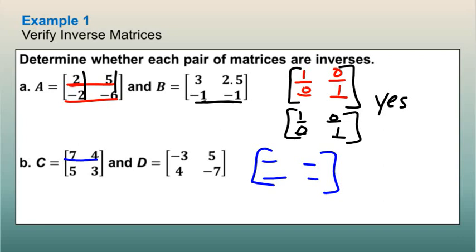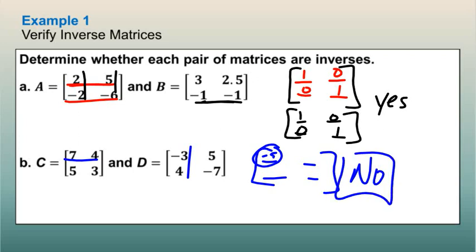So we have row 1, column 1, so 7 times negative 3 plus 4 times 4 gives us negative 5. This one I can already tell because this is a 5. No, these are not going to be inverses of each other. If I tried the other direction, negative 3 times 7 plus 5 times 5 gives us 4. That doesn't work. So no, that's not inverse.